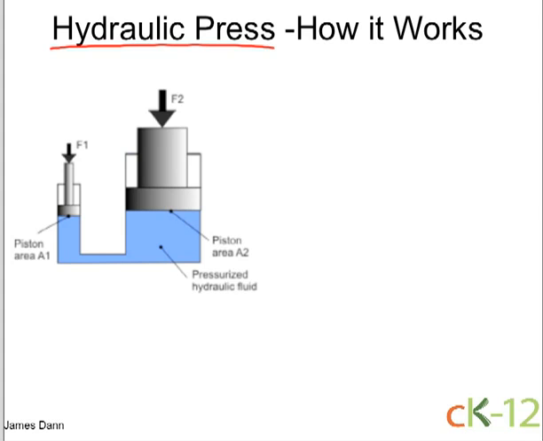You have some input force, which is labeled F1, and this is the force applied to the hydraulic press. And then you have an output force labeled F2, and this is the force that comes out on the other side, the force that lifts your car. On the input side, the surface area of the piston is labeled A1, and it's this guy right here. And on the output side, we have another piston labeled A2, which is this guy right here.